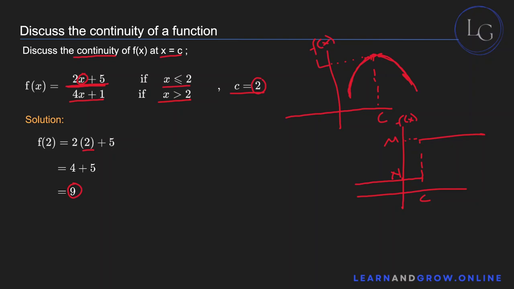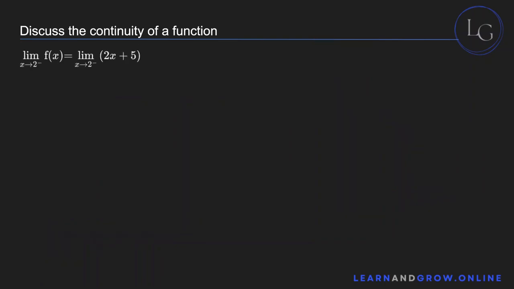Now you have to find the left hand limit. The left hand limit means x approaches 2 from the left hand side. You can see when the value of x is less than 2, you have again this expression, 2x plus 5. So the function is equal to 2x plus 5 when x approaches 2 from the left hand side, because it's less than 2. So you apply the left hand limit to 2x plus 5, and again it is equal to 9.